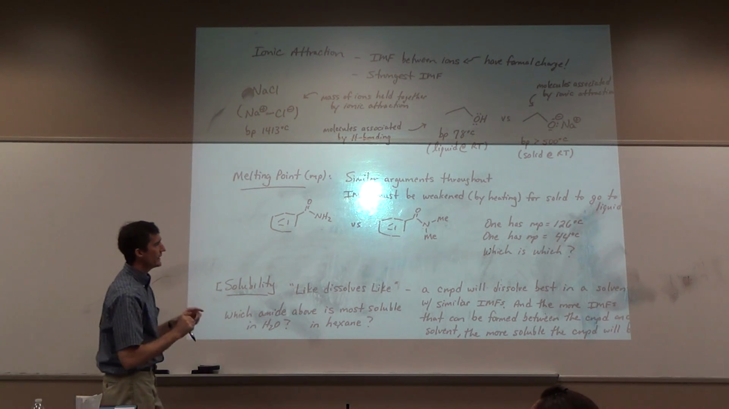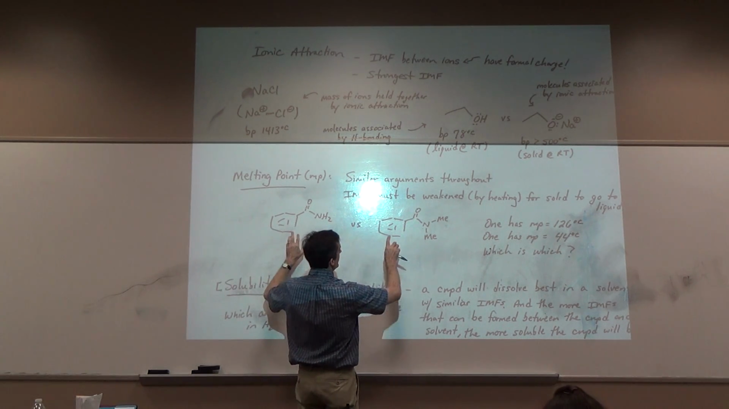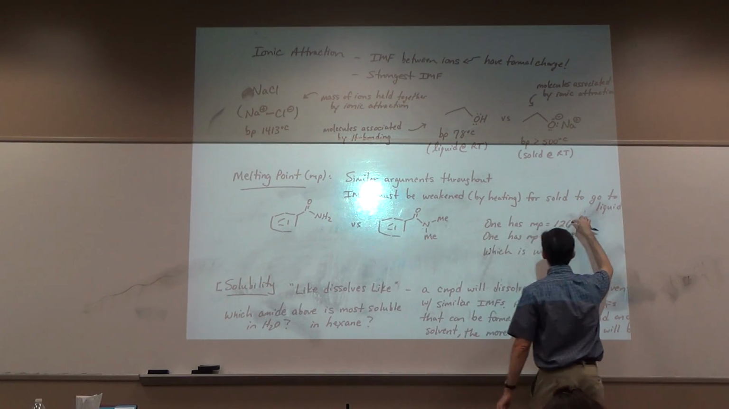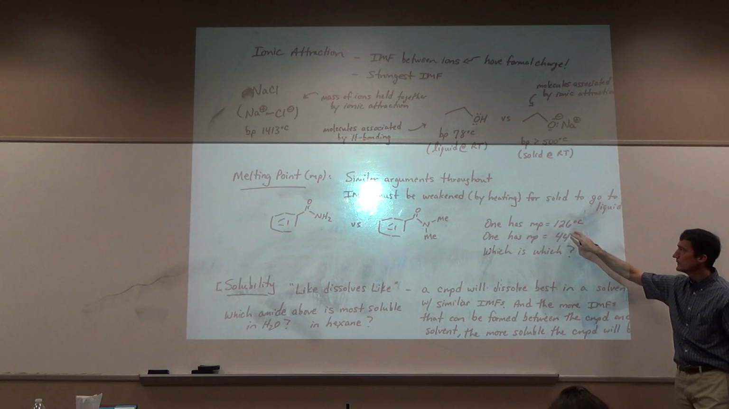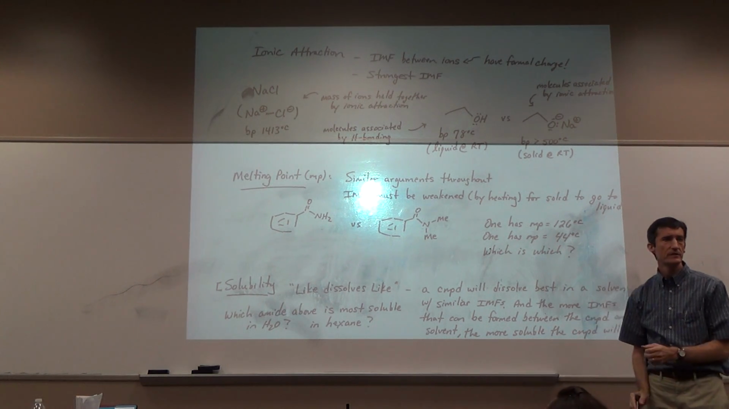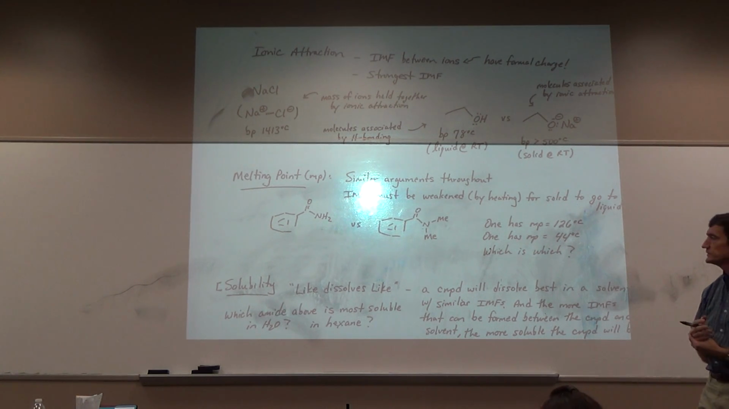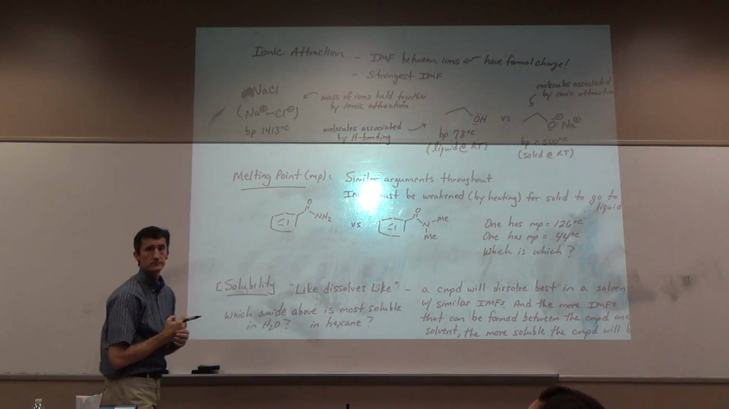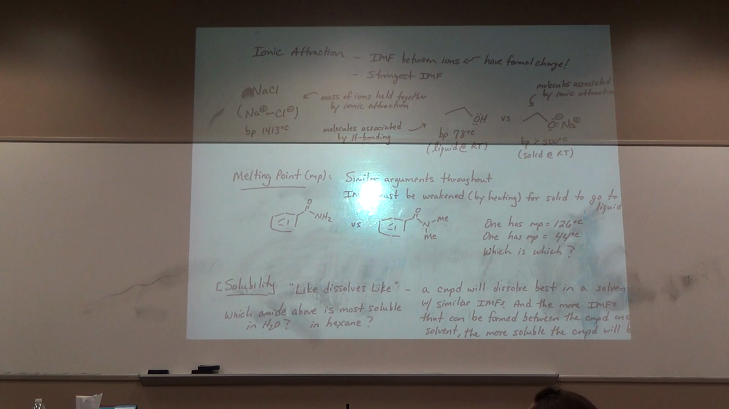If we do a relative comparison, for example, we can say, which one of these compounds has the higher melting point? One of them is 126, the other's 44. Which one would you expect to have the highest? Which one's 126? Gabriel? One on the left, why? Hydrogen bonding? Explain what do you see hydrogen bonding by?